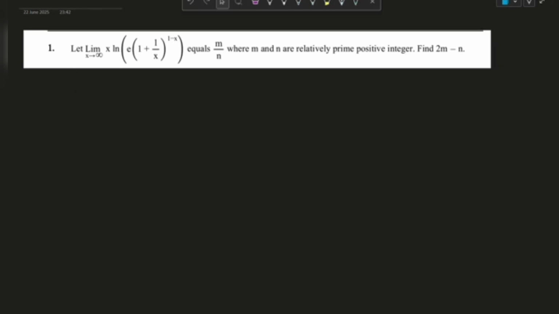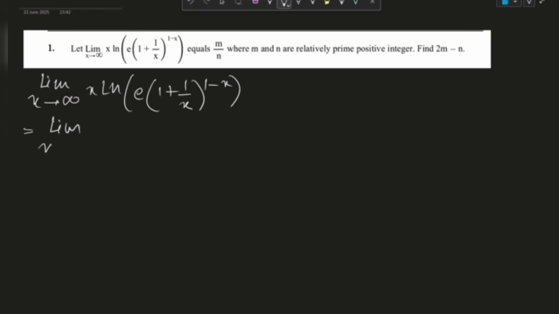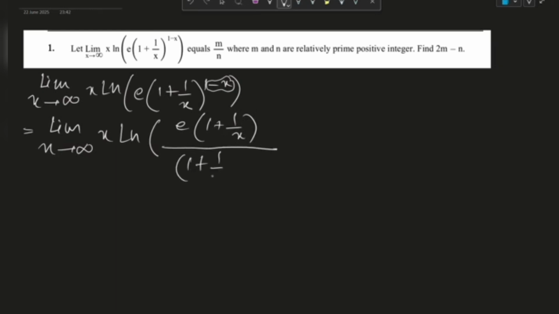So basically this is a limit that we have to solve, and this comes equal to m by n, so we have to find 2m minus n. So I will directly write out the limit. This is basically our given limit. What I will do is write this as limit x tends to infinity, x ln, and then I will take this power minus x to the denominator. So basically this is e into 1 plus 1 by x power 1 divided by 1 plus 1 by x power x, basically because I want to segregate all these terms as ln is present.